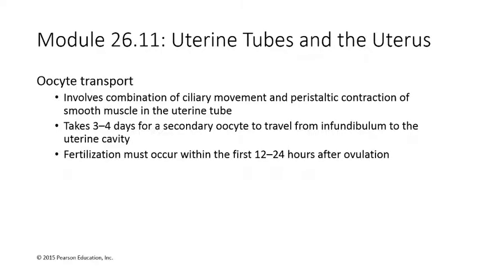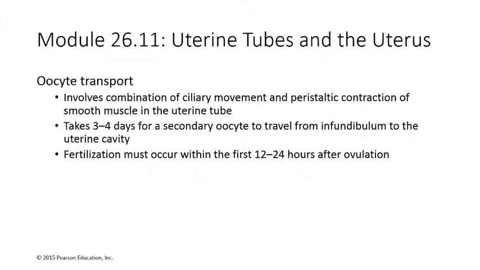Now the oocyte is going to be transported, again, by the ciliary movement and some peristaltic muscle contractions of the uterine tube. And it takes a few days for an oocyte to travel down from the infundibulum to the uterine cavity. So it's a reasonable 3, 4, or 5 day journey to get from the ruptured ovary down through the fallopian tube to get to the uterus.